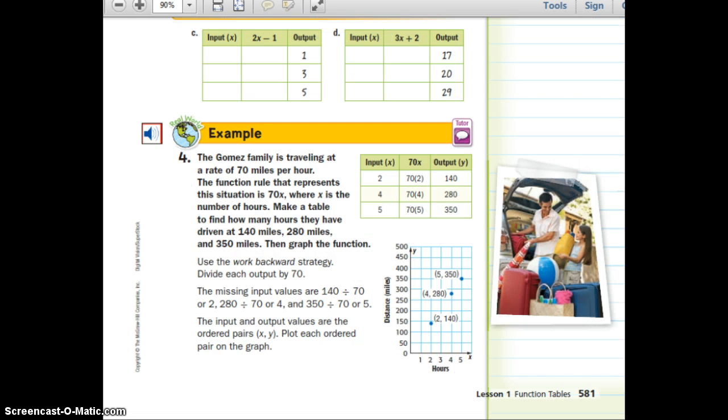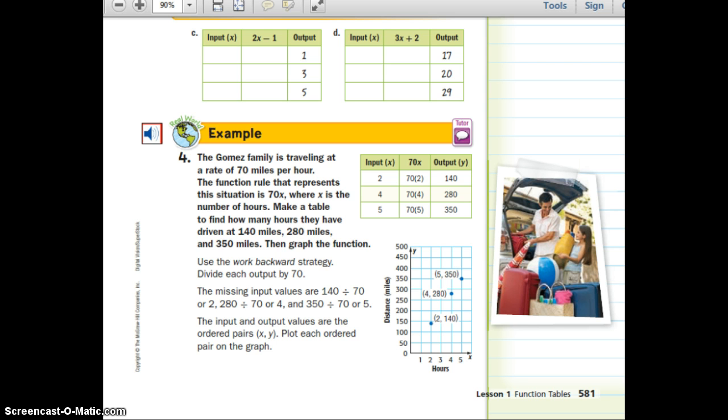Okay, so now we have a word problem. The Gomez family is traveling at a rate of 70 miles per hour. The function rule that represents the situation is 70x, where x is the number of hours. Make a table to find how many hours they have driven at 140 miles, 280 miles, and 350 miles. Then graph the function. So when we do this, again, we're just inputting in the x value. So if the input is 2, 70 times 2 is 140. 4 times 70 is 280, and 5 times 70 is 350.